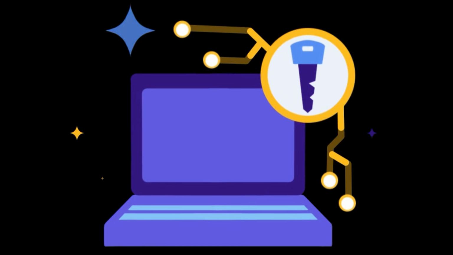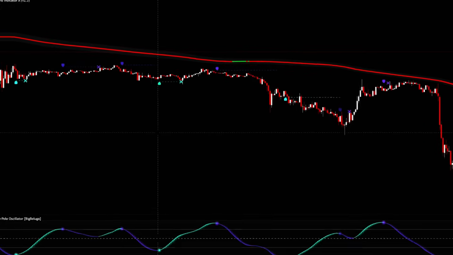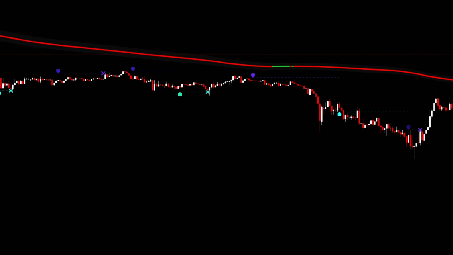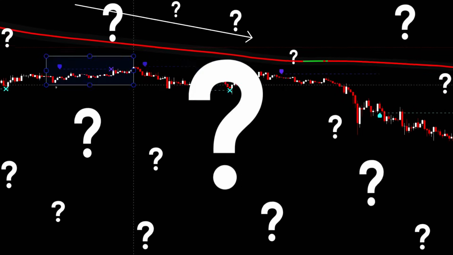Now the key part, trade confirmation. Look at the Bitcoin chart. The ribbon is red, price is below it. So ignore any buy signals. What about sell signals?